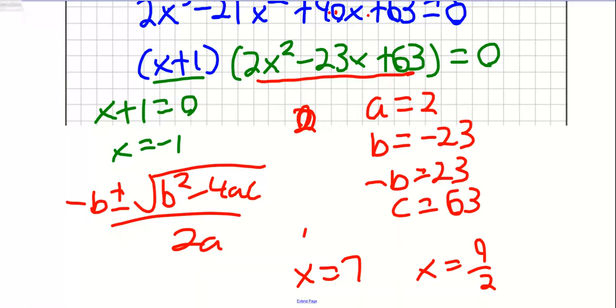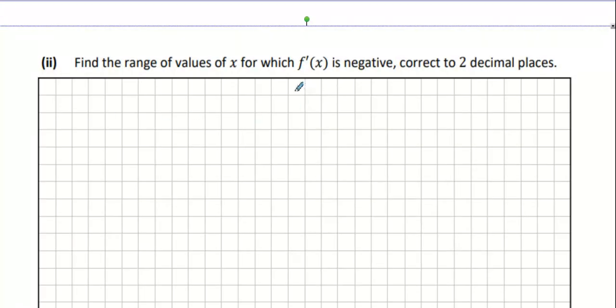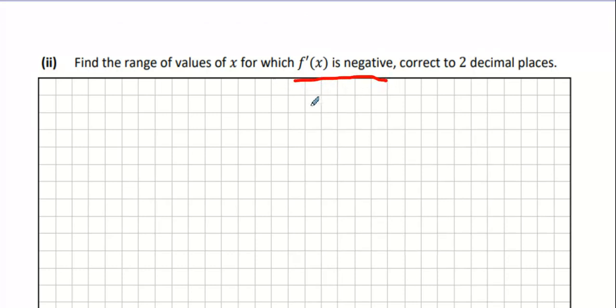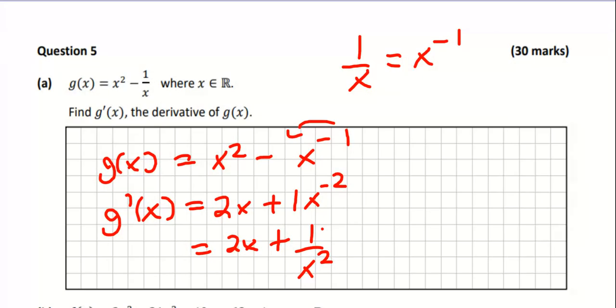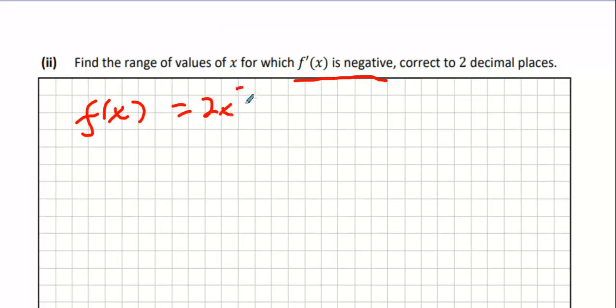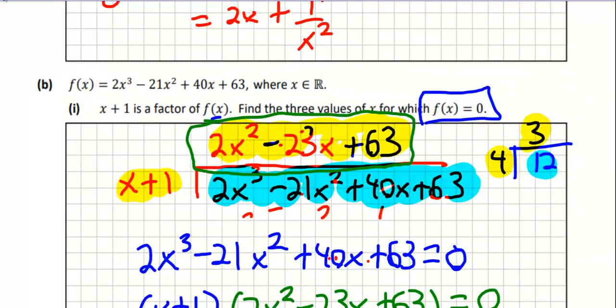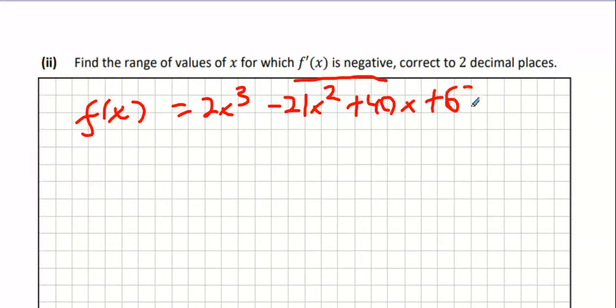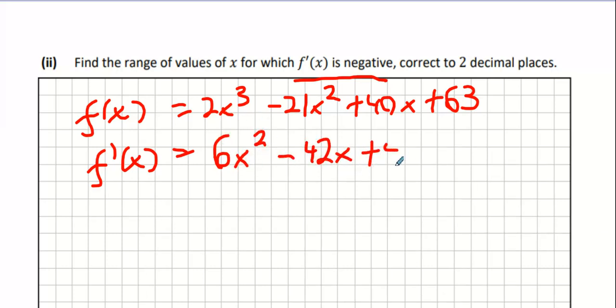Okay, now that brings me on to question 3. Find the range for which the first derivative is negative. Okay, so f of x is 2x cubed minus 21x squared plus 40x, and I think it's plus 63 at the end. Now to get marks for this, I need to do the first derivative. The first derivative is 6x squared minus 42x plus 40.